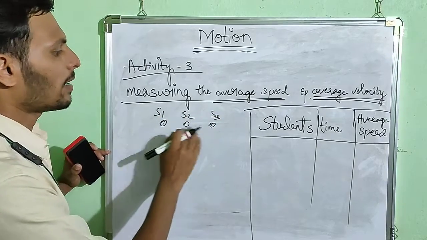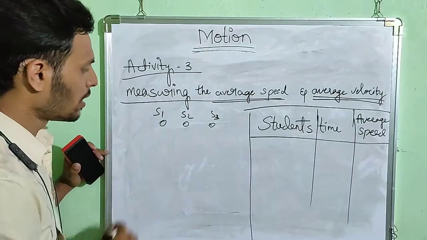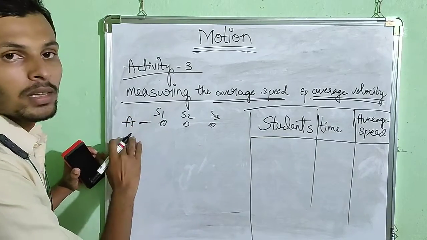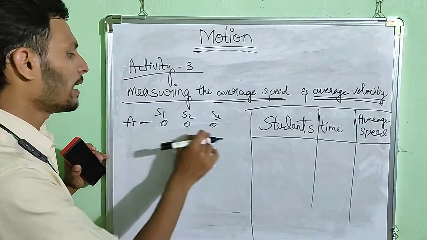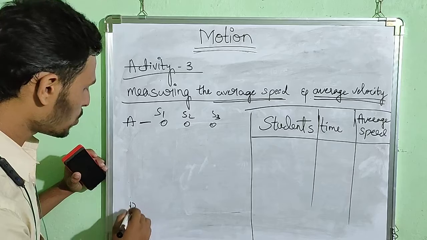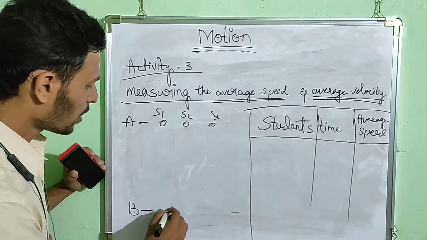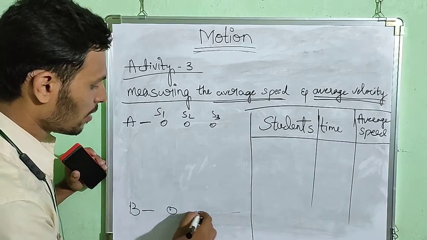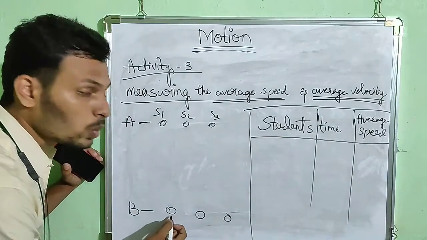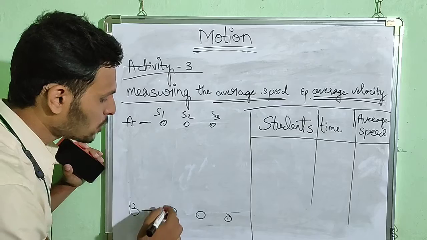Ask them to stand at one particular position. Let us consider A. Say all these students are standing at A position. And now similarly ask a few students to stand at B. Now give the students standing at B a stopwatch.